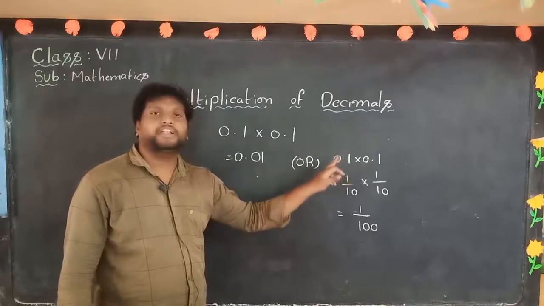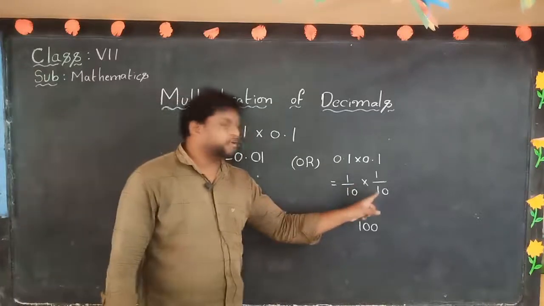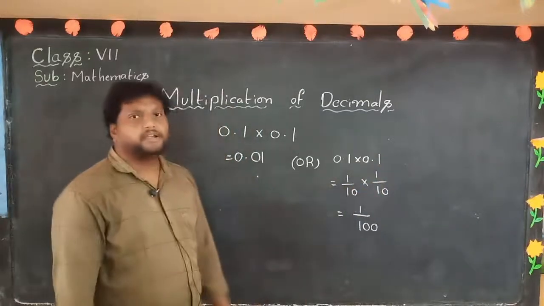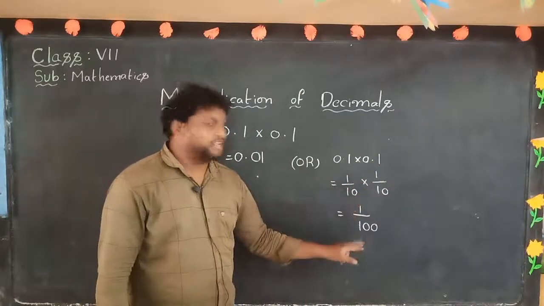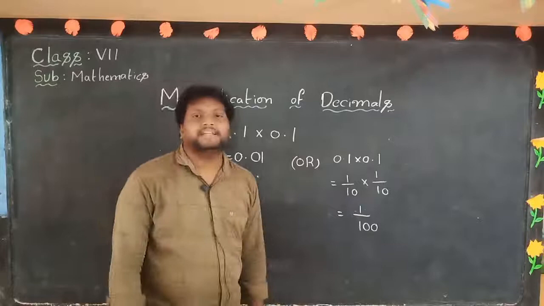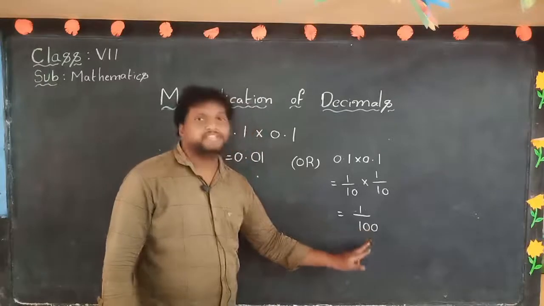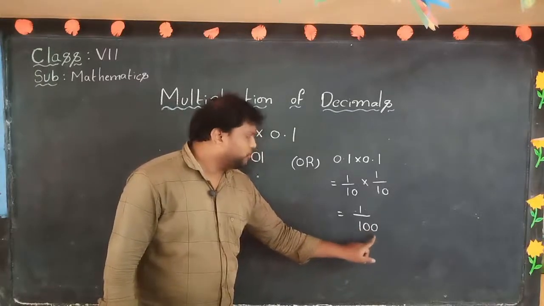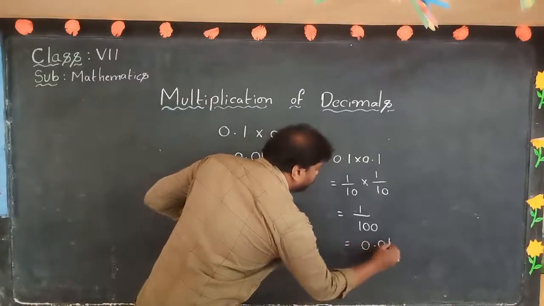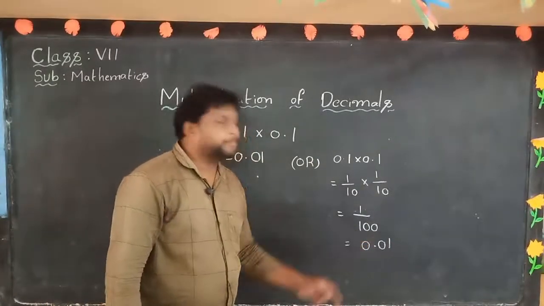Here I am writing the decimal part as a fraction. In the decimal part how many digits? One digit. That's why I am taking 10 in the denominator. Like that, in the second term also we have 1 digit in the decimal part, so I am taking 10 in the denominator. Then 1 by 10 into 1 by 10: 1 1s are 1, 10 10s are 100, so 1 by 100. How to write 1 by 100 as a decimal? According to the decimal rules for converting fractions into decimals, in the denominator we have 2 zeros, that's why we will get 2 digits in the decimal part. This is one more process.